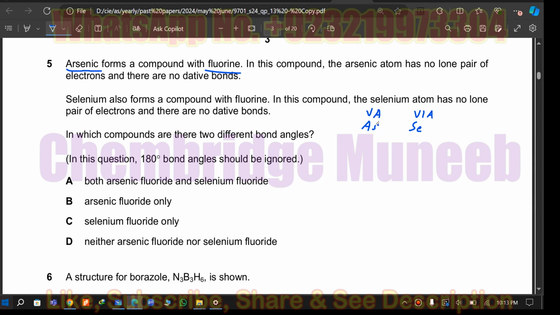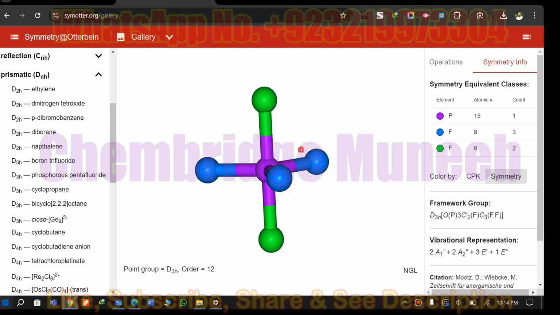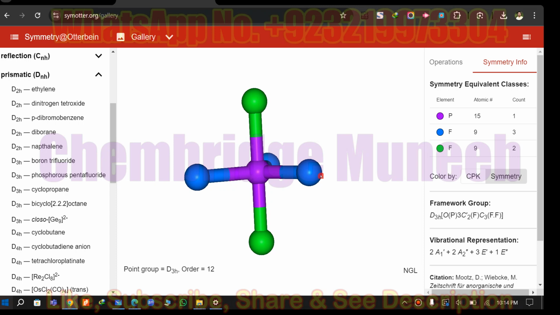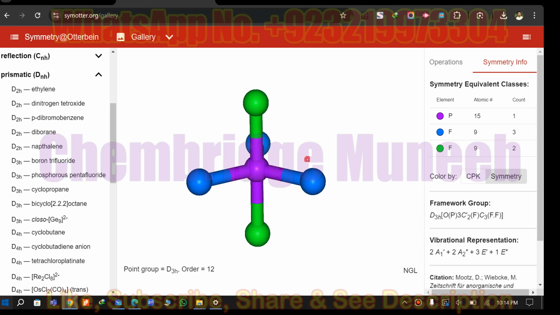The arsenic is making bonds with the fluorine, so it is just like phosphorus, which makes 5 bonds with the fluorine atom. So arsenic is making 5 bonds with the fluorine. However, it is difficult to visualize what kind of structure it will make, so I'm showing you here. This is the structure of arsenic bonded with the 5 fluorine atoms.